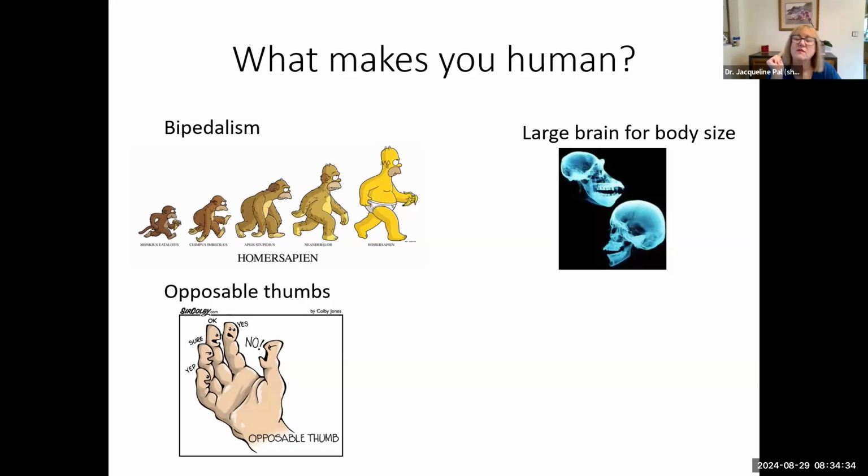The third characteristic is we have a large brain for our body size. Please note, this is not the same thing as saying we have a big brain. When we look at other species of hominids, not Homo sapiens, but other species, Homo erectus, other ones, had larger brains than Homo sapiens. Okay, so we don't have the biggest brains of all, but for our body size, we have a large brain.